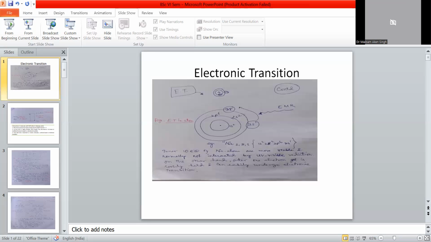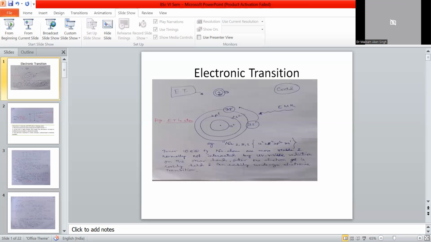Okay, let's see this one. We can discuss some different possible transitions: sigma to sigma star, sigma to pi star, pi to pi star, pi to sigma star, n to pi star, and n to sigma star.